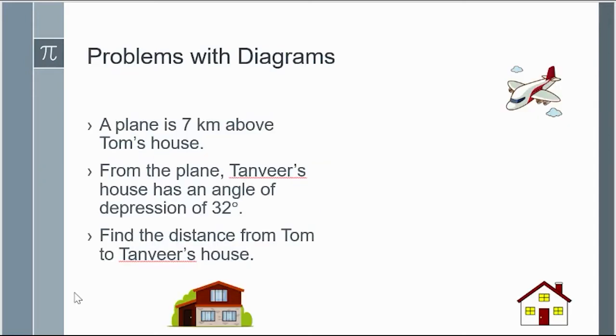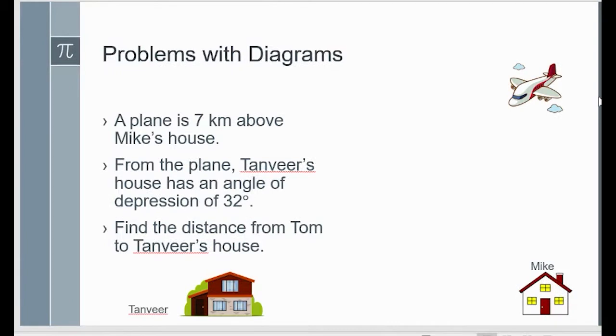So let's take an example. We have some information. We have an airplane flying above Tom's house, 7 kilometers above. So we've got the airplane, Tom's house, and Tanvir's house. So we have the airplane. It's directly above Mike's house. So we're going to put in a line to show that the plane is above Mike's house.